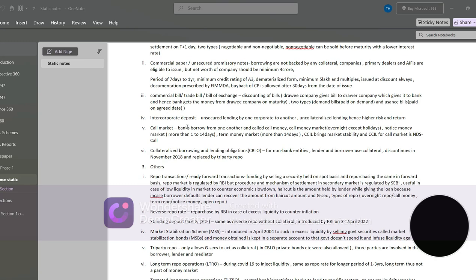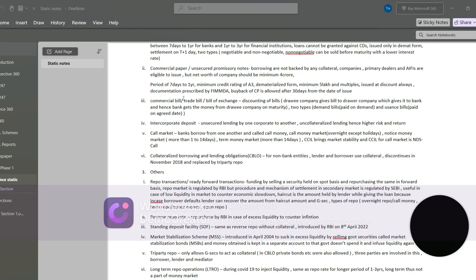Next are intercorporate deposits. These are actually unsecured lending by one corporate to another, and these are uncollateralized. Hence, they are much more risky, and also if they are risky, the return is also higher.